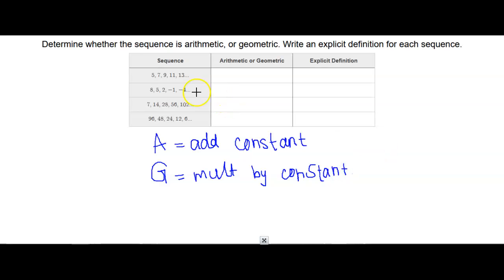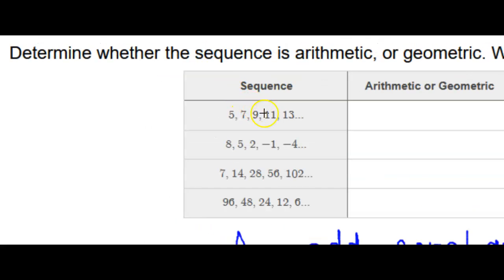Okay, so if we look at this first sequence up here, our sequence is 5, 7, 9, 11, 13. If you think about it, there's nothing that I can multiply 5 by to get 7. There's nothing that I can multiply 7 by to get 9. So this is not a geometric sequence. But we have to figure out what the arithmetic sequence is.